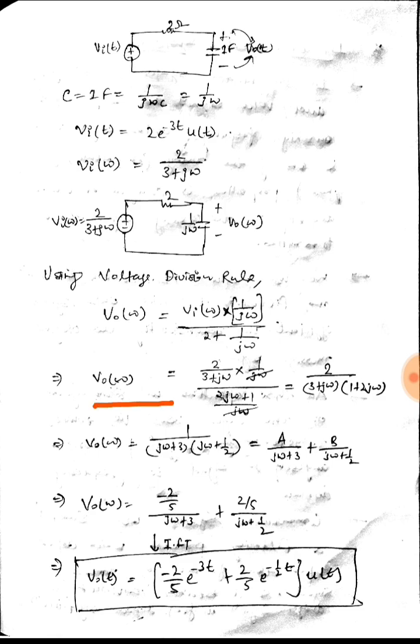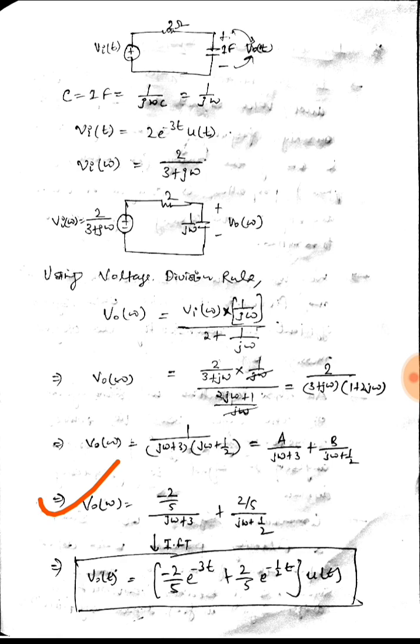So this is how we can calculate the voltage across the capacitor. If I rearrange, it comes out to be 2 upon 3 plus j omega, times 1 upon j omega over 2 plus 1 upon j omega, which simplifies. If I take a 2 common, the 2 in the numerator and denominator cancel out. Using partial fractions, I convert it into two functions, A upon j omega plus 3 plus B upon j omega plus 1 by 2. You all know partial fractions. So A comes out to be minus 2 by 5 and B comes out to be 2 by 5. This is our output voltage in the Fourier transform or frequency domain.